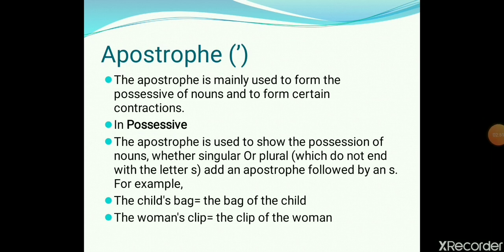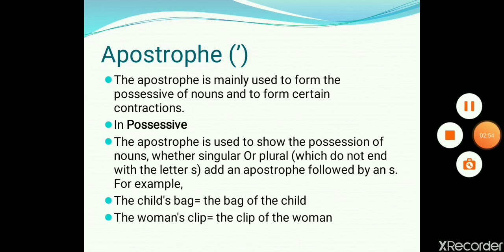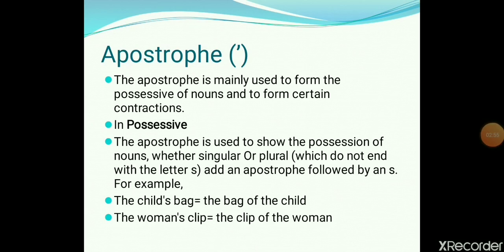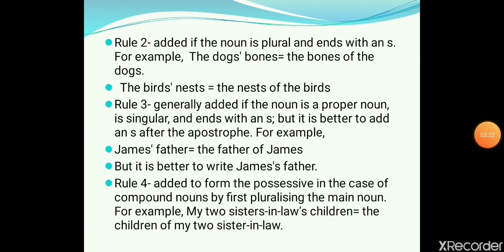Understood? Let's see the second example. The woman's clip. Here we are talking about the clip of the woman. Therefore, as it is a singular noun, we place the apostrophe before S. Is it clear? So rule 1 says that whenever we are using any singular noun, we have to place the apostrophe before S.